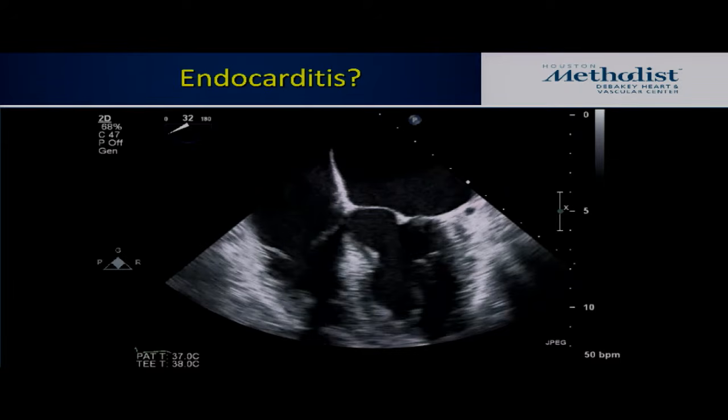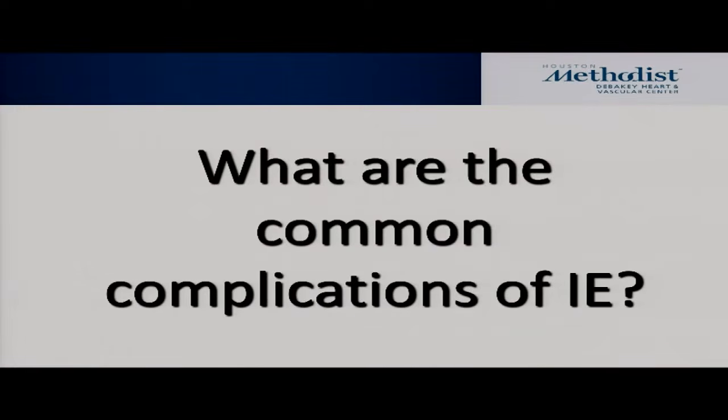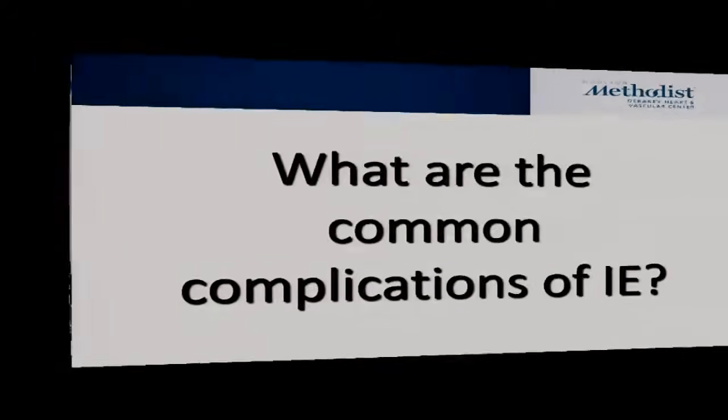So this is an example of a Libman-Sacks endocarditis. And that's kind of what they look like on histology. They tend to cluster all around the coaptation zone. This can occur actually on structurally normal valves, so this is not following the standard rules that you require endothelial disruption. And that's sort of, we know, associated with SLE.